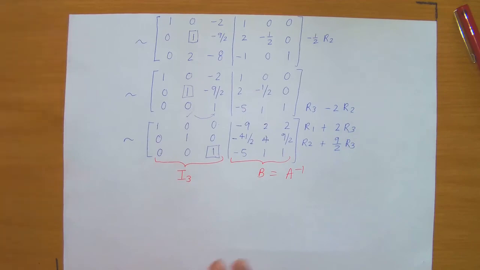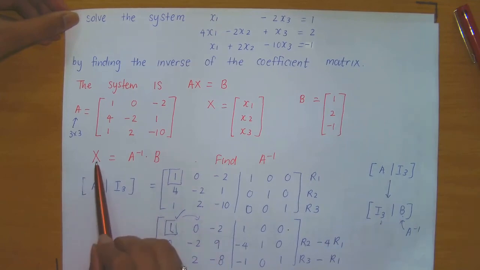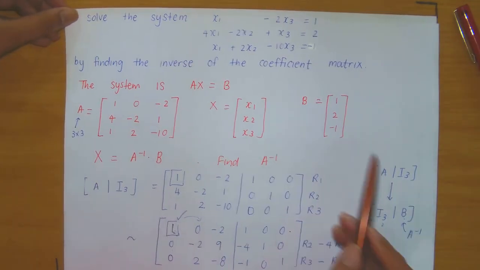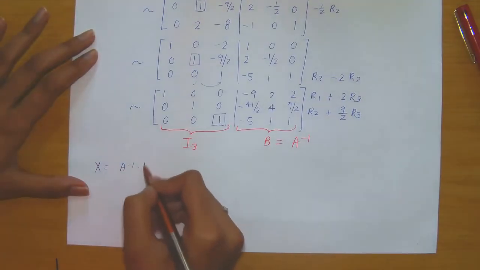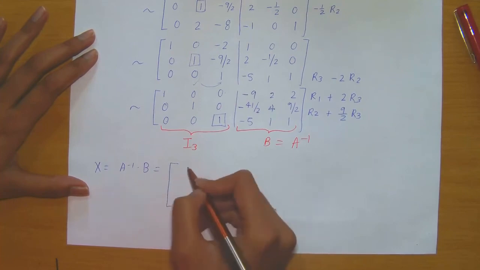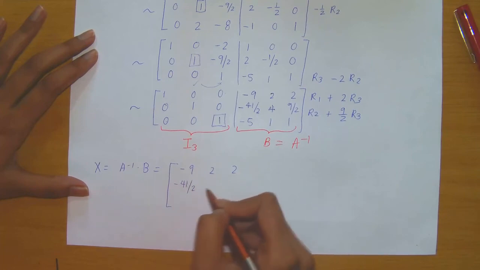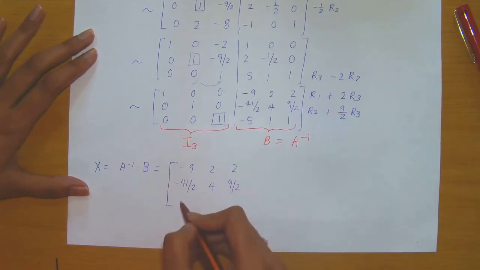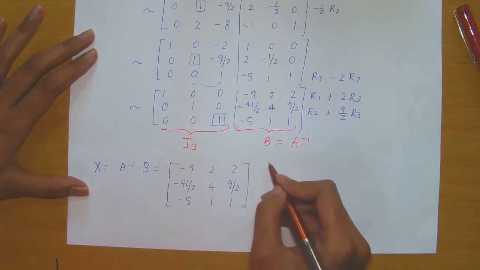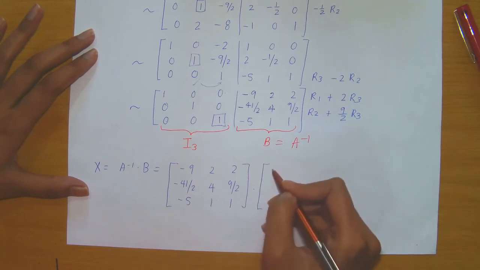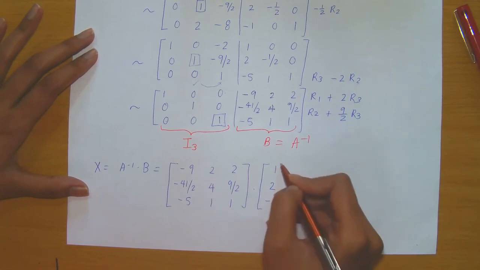So now let's go back to our question. Remember that we want to solve the system. In order to solve the system, we need to take A inverse and multiply it to B. So let's do that. So X is equal to A inverse times B. A inverse has entries -2, 2, and 2 in the first row, -41 over 2, 4 and 9 over 2 in the second row, -5, 1, and 1 in the third row. That is a 3 by 3 matrix, and it's being multiplied to matrix B, which is a 3 by 1 matrix which has entries 1, 2, and -1.